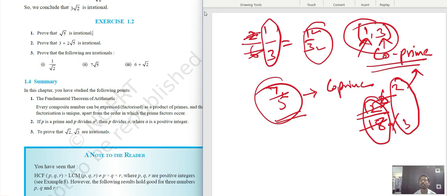We'll have to write it into the smallest form, that means in the form of two co-prime numbers. Okay, the set of co-prime numbers. Okay, so there will not be a common part in both the digits or both the numbers.